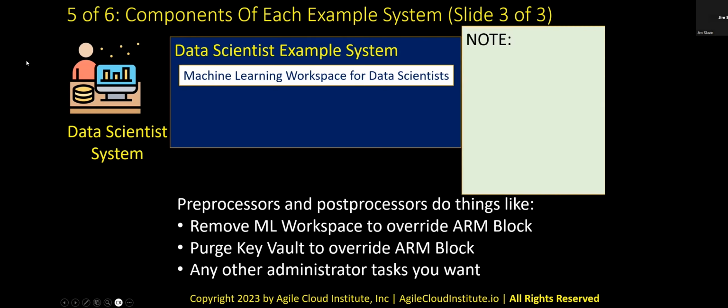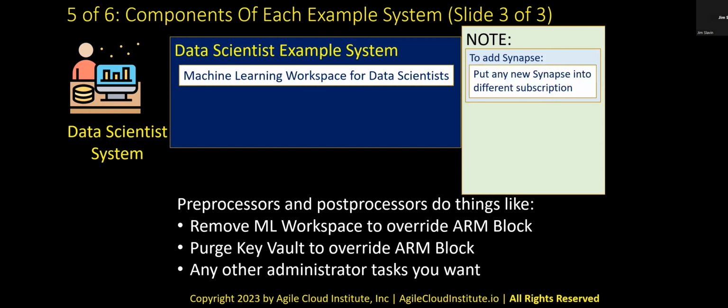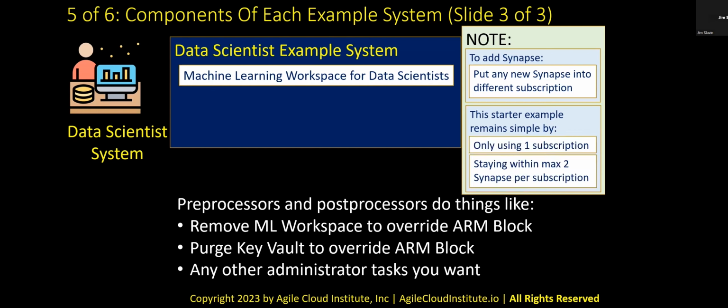Note that you can easily add services to manage a Synapse workspace for data scientists if you put any new Synapse into a different subscription. This starter example is able to remain simple for you to use on day 1 because this example only requires 1 Azure subscription and stays within the maximum of 2 Synapse workspaces per subscription that is default in Azure. All 3 of these example systems are intended to be easy working starting points in a software-defined appliance that enable you to get working right away on day 1. You can make any changes that you want to these example systems.